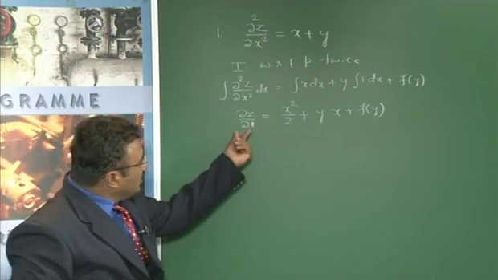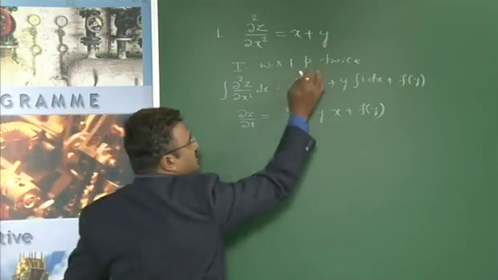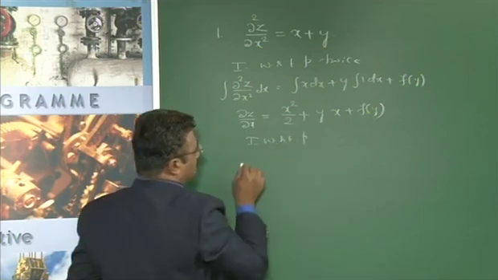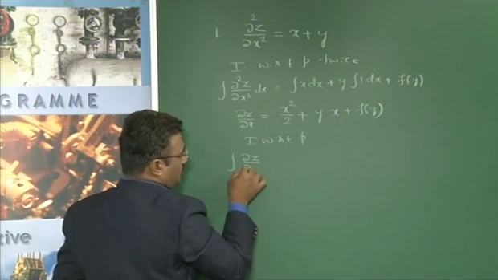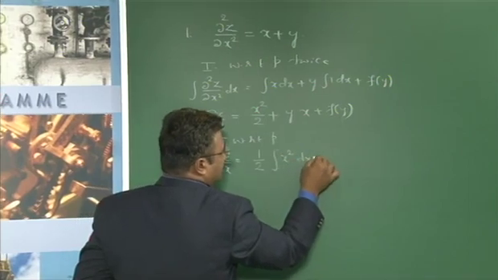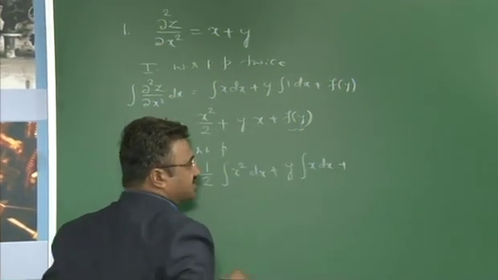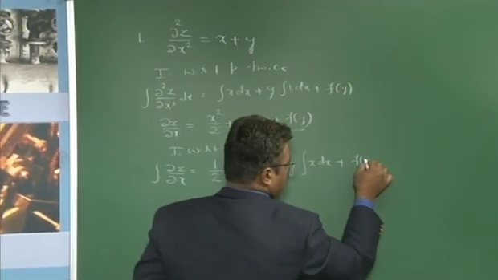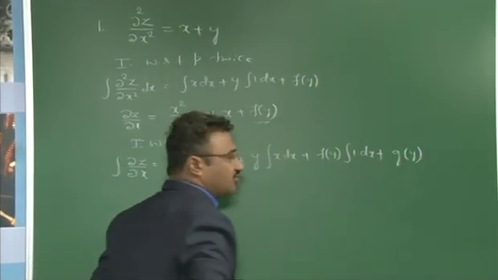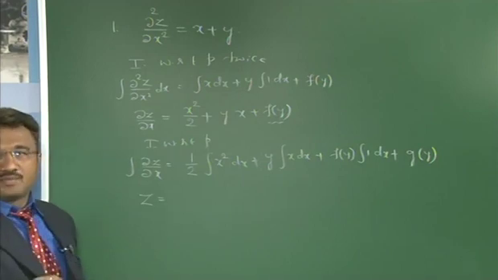Then one more derivative in x remains. To eliminate it, we again integrate with respect to x, partially. So del z by del x becomes: 1 by 2 is a constant, x squared dx, plus y is a constant, x dx, and f of y is also a constant with respect to x, so f of y into 1 dx, plus some constant, which we treat in terms of the other variable, g of y. After integration, these derivatives are cancelled, and the dependent variable z will be obtained.